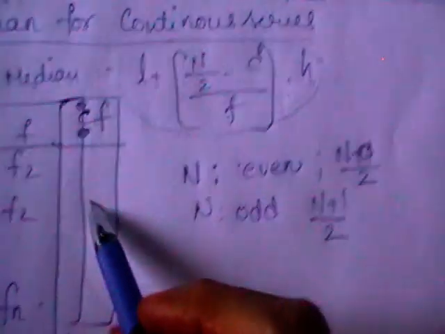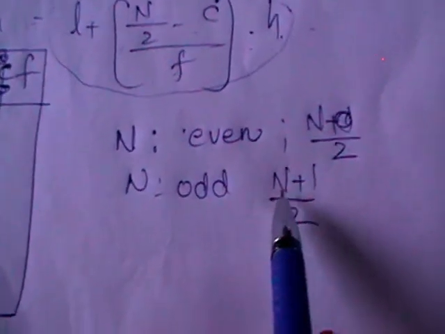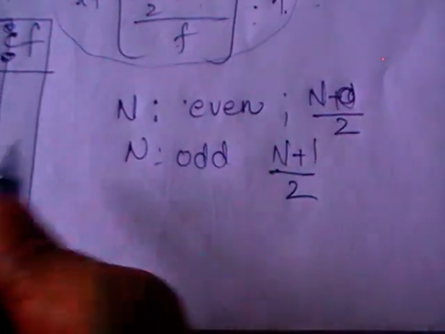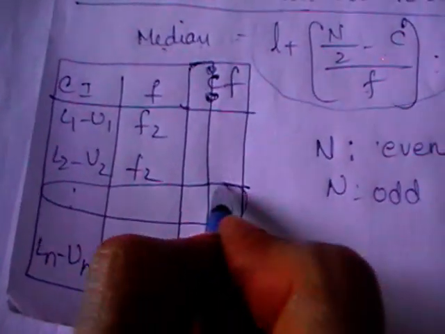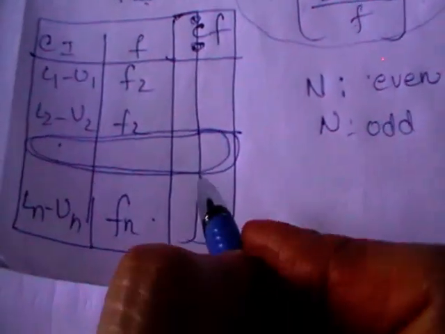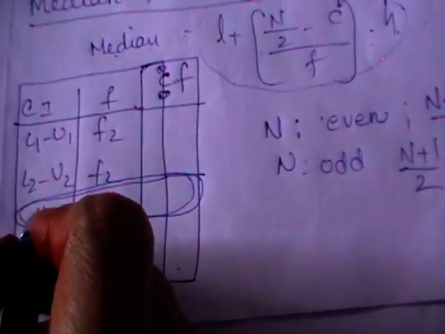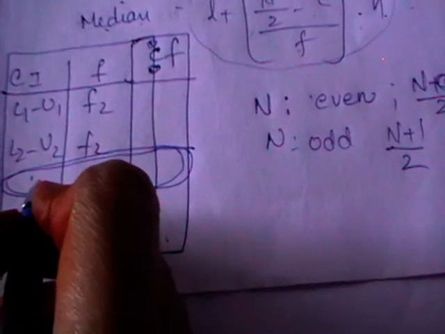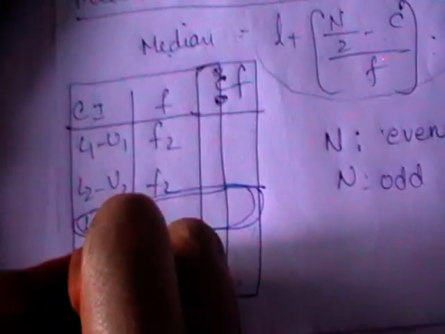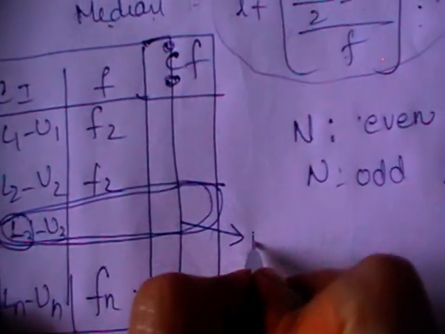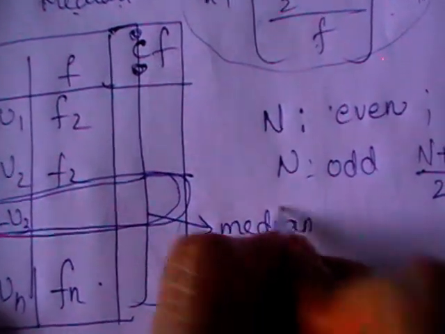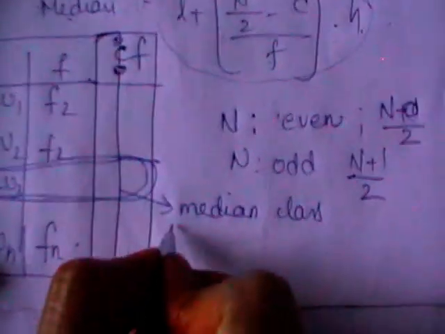After that, from the CF column, identify the value which is just equal to this n by 2 or more than that. You circle the entire row. After identifying the one which is equal to or more than n by 2, circle the row. There you will find a class interval, which we call the median class.